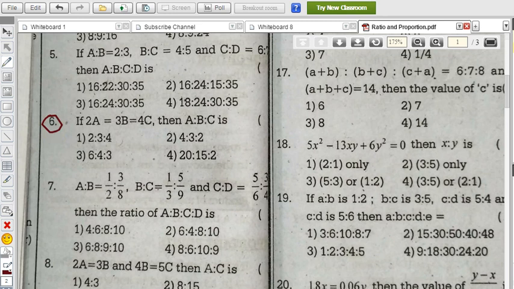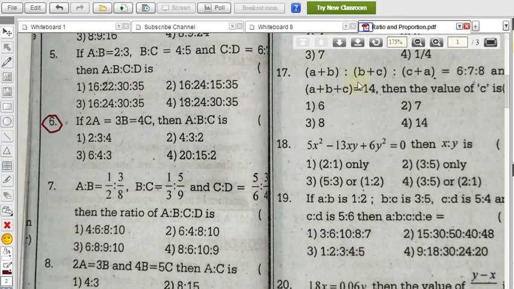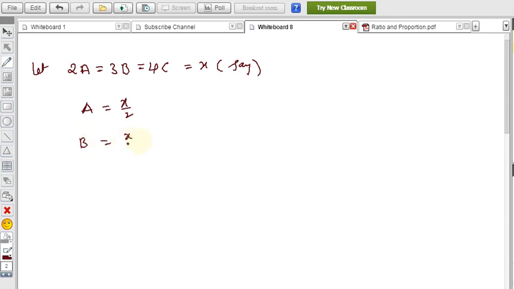Let me explain. Let me take this page. So the given value is 2a, 3b, 4c. 2a is equal to 3b is equal to 4c. So the value which is given, take some x value. Then a is equal to x by 2. Similarly, b is equal to x by 3. c is equal to x by 4.